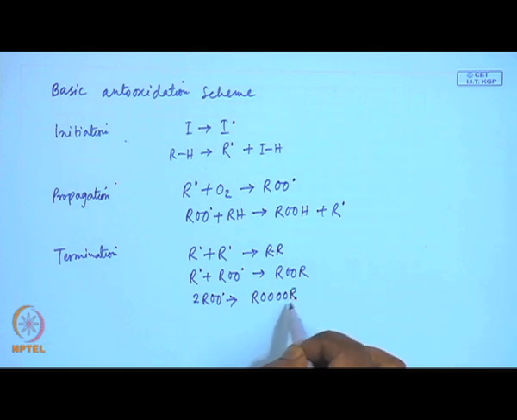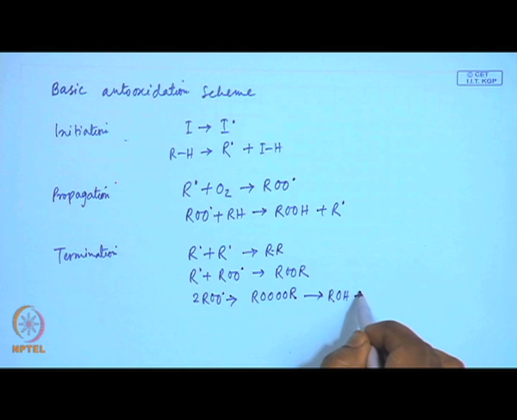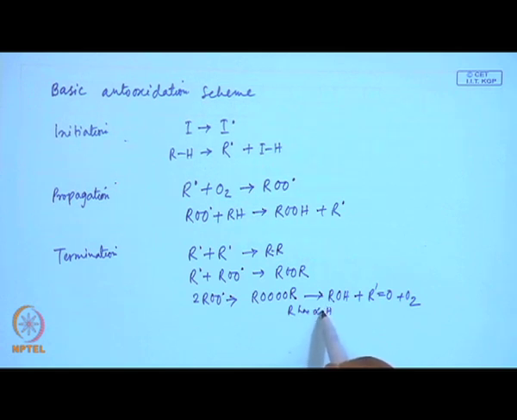Now, if R has an alpha hydrogen, it can further form a ketonic type moiety. So, this reaction only happens if R has an alpha hydrogen. The other secondary and branching reactions can also happen. Secondary and branching reactions.